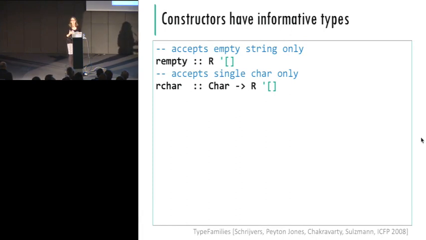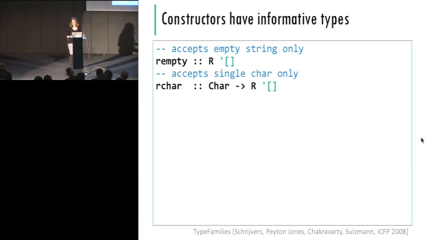So if I have a regular expression that only accepts the empty string, it's not going to capture any groups, right? All it does is the empty string. Or if I have one that only accepts a particular character, it also doesn't capture any groups. So in those two cases, my index is just the empty list, right? There are no capture groups there.